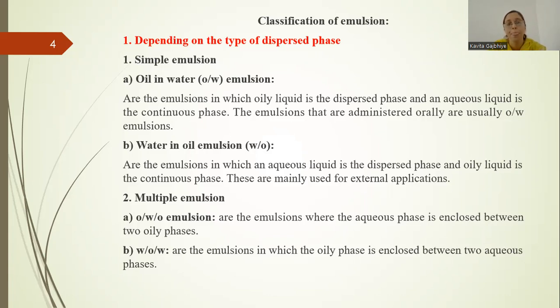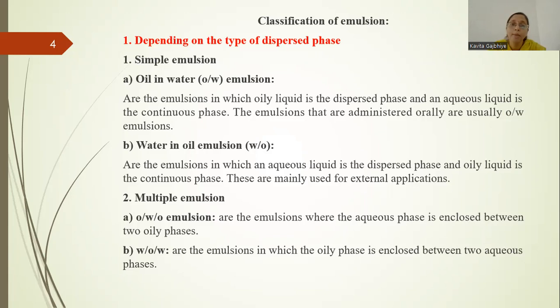and multiple emulsion. So simple emulsions are of two types, that is oil in water emulsion and water in oil emulsion. Now oil in water emulsion, the name itself indicates, here we can see O by W emulsion means oil is considered as dispersed phase and water is considered as dispersion medium. So these are the emulsions in which oily liquid is the dispersed phase and aqueous liquid is the continuous phase. And basically these emulsions are administered orally. So they are O by W emulsion.